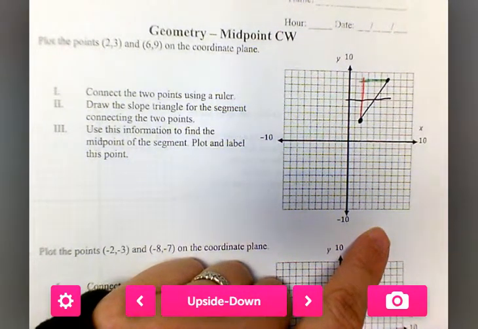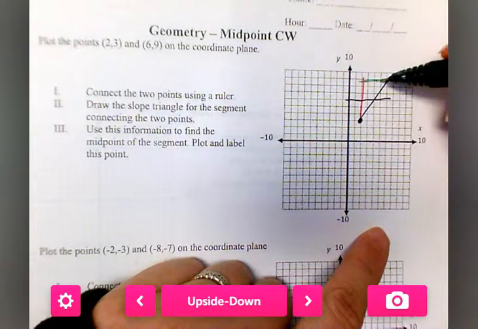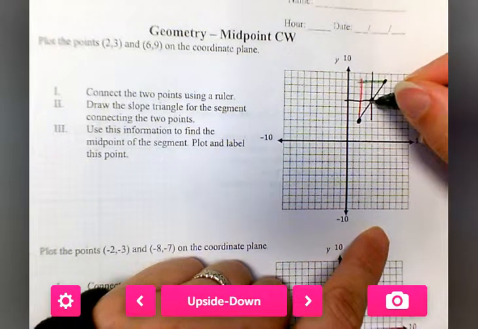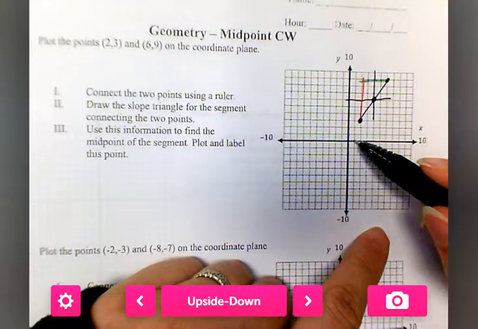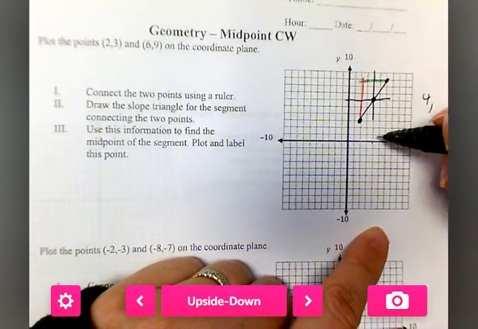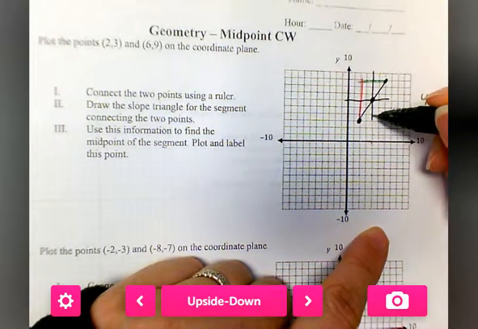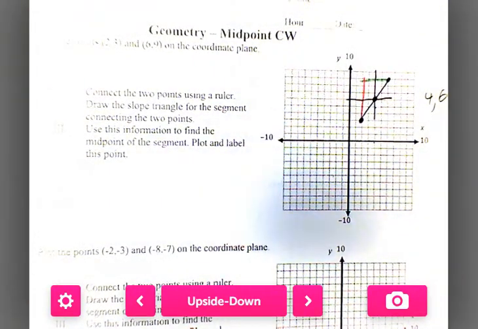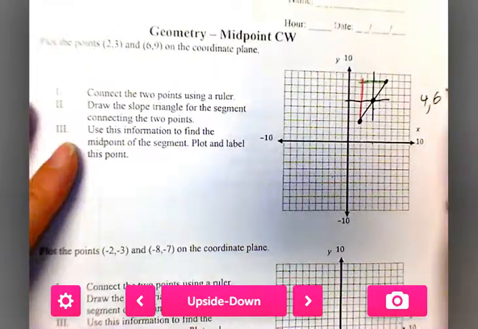Now I'm going to do the same with the green one. We have 1, 2, 3, 4. So I'm just going to go at 2, cutting it in half. Right there, this point right here, that's my midpoint. So my midpoint is 1, 2, 3, 4, 1, 2, 3, 4, 5, 6. That's my midpoint. Okay? That's how you do it graphically.